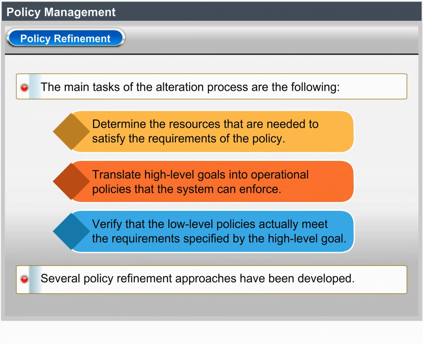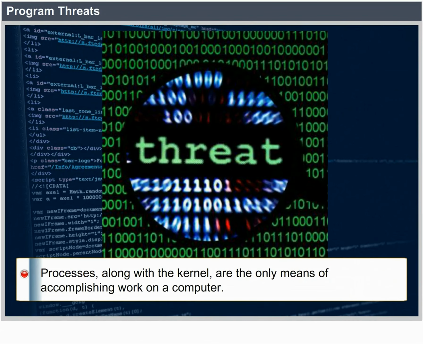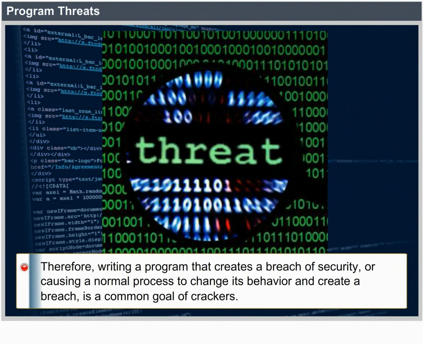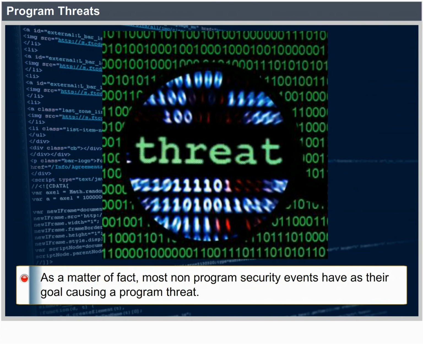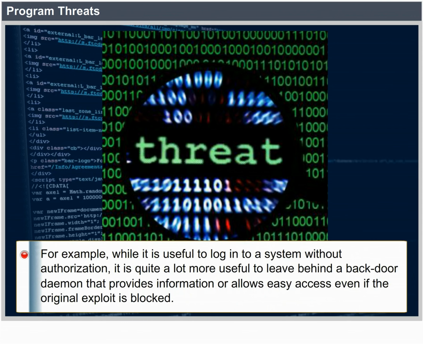Program threats. Processes along with the kernel are the only means of accomplishing work on a computer. Therefore, writing a program that creates a breach of security, or causing a normal process to change its behavior and create a breach, is a common goal of crackers. In fact, even most non-program security events have as their goal causing a program threat. For example, while it is useful to log into a system without authorization, it is quite a lot more useful to leave behind a backdoor daemon that provides information or allows easy access even if the original exploit is blocked.